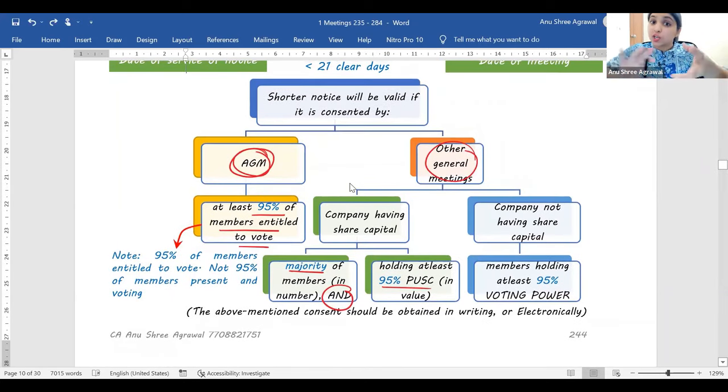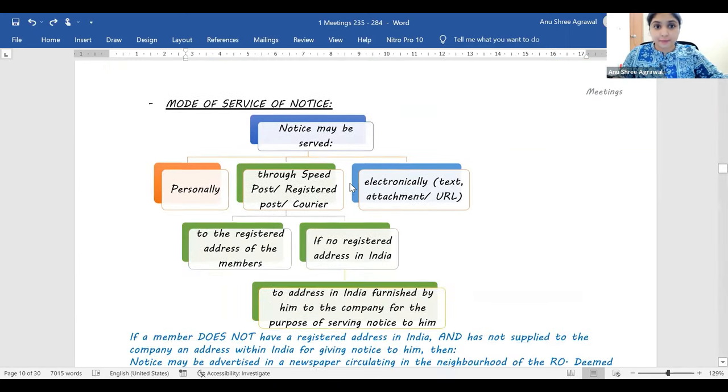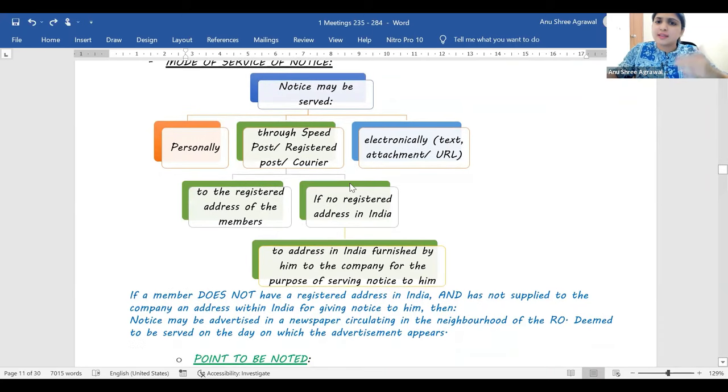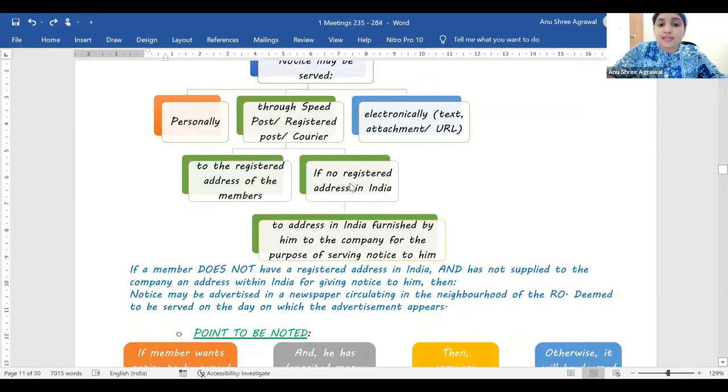But there is a shortcut. You can keep the meeting still valid. If it is AGM, get consent of at least 95% of the members who have the right to vote. Any other meeting, get consent of majority of members and put together, they must be holding at least 95% shares in the company. How to send the notice, guys? We have many options. We can either send it personally by hand, or we can send it through speed post, registered post or courier, or we can send it electronically.